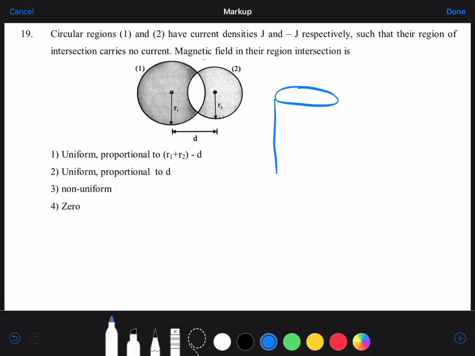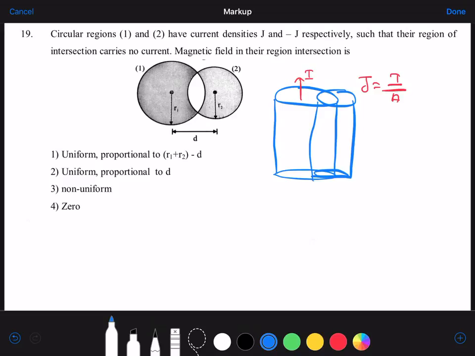Assume that there is a current carrying conductor, a cylindrical current carrying conductor, through which some amount of current is moving in upward direction. Let's say the current over here is I, and this current passing through this cylindrical region per unit area is nothing but its current density, which is represented by J over here. Got it?